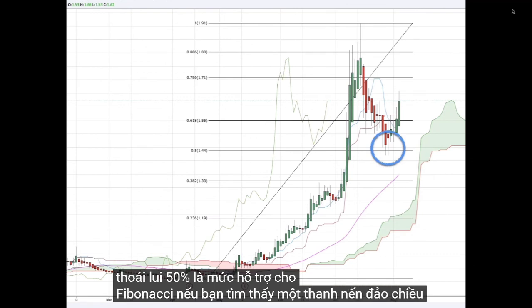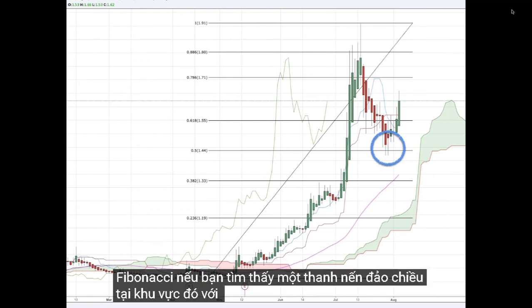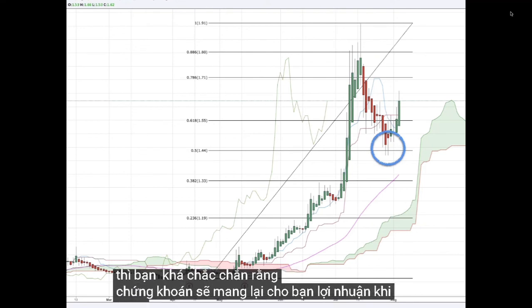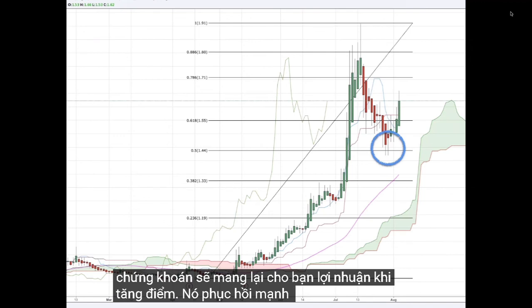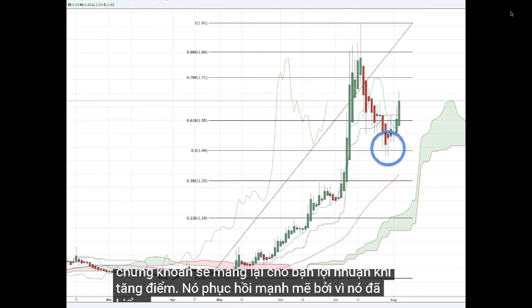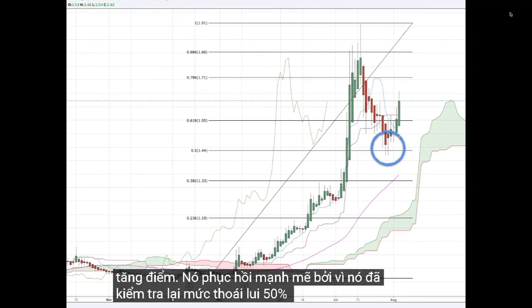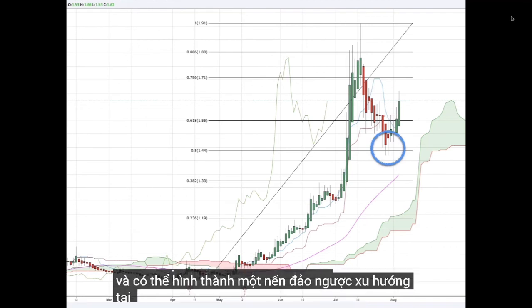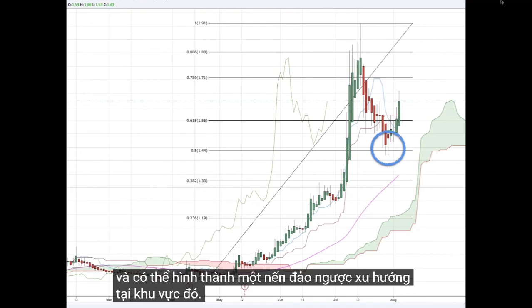If you find a reversal candlestick at that area with a small body and long upper and lower wicks, and this is followed by a green candlestick, then you are quite certain that this security will give you profits to the upside. It will bounce strongly because it retested the 50% retracement level twice and was able to form a trend reversal candlestick at that area.